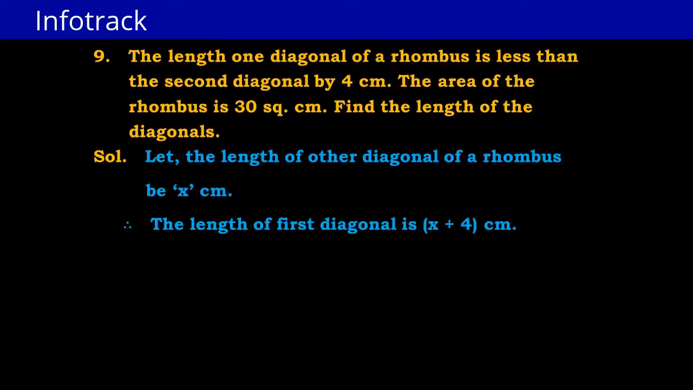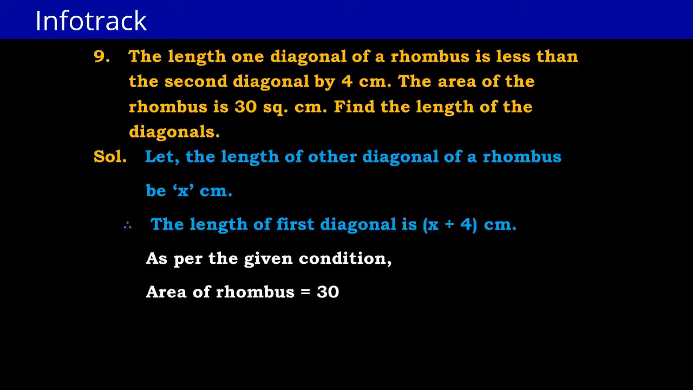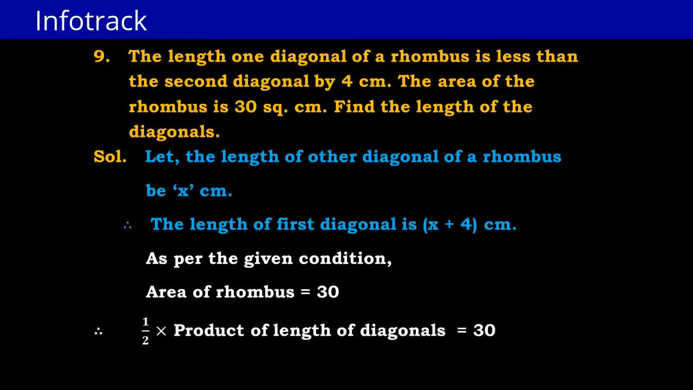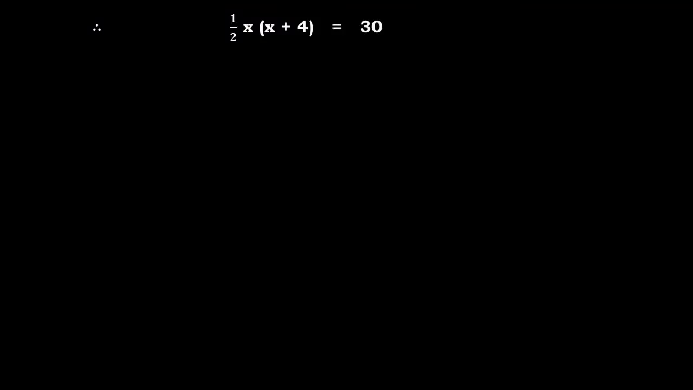Now area is given, so as per the given condition, area of the rhombus is equal to half into product of the diagonals, which is the formula. The area of the rhombus is 30 square centimeter. So half into x into x plus 4 is equal to 30. So x into x plus 4 will become 30 into 2, that is 60. Solve the bracket. x square plus 4x minus 60 is equal to 0.